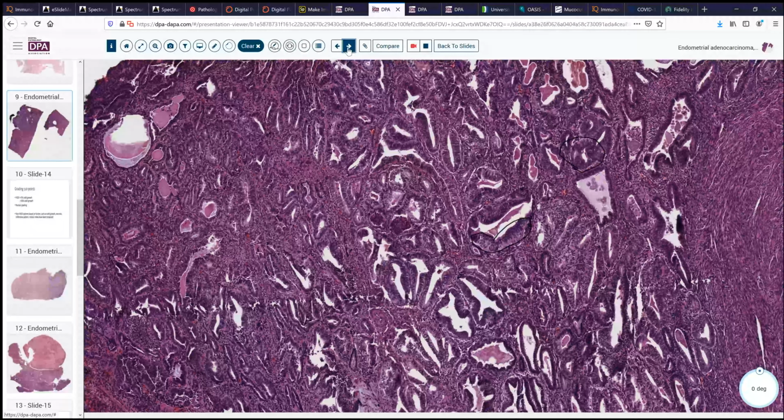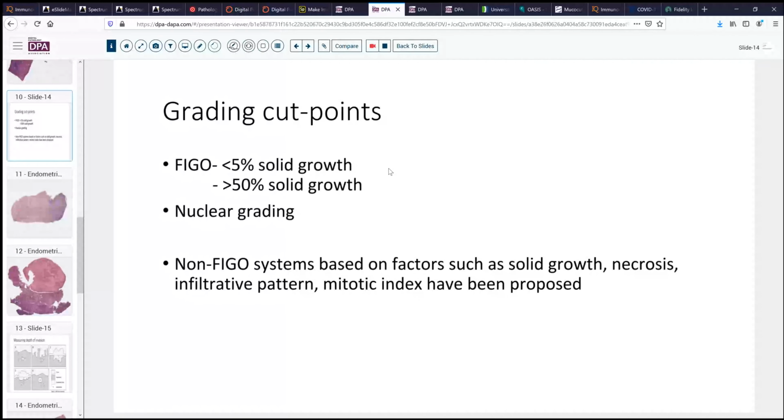So let's talk about grading in more specifics here. The cut points of importance are 5% and 50%. So this is a wide gap that is filled by grade 2. If it's more than 5%, it's grade 2 endometrioid carcinoma. If it's more than 50%, then we move it into the grade 3 category.